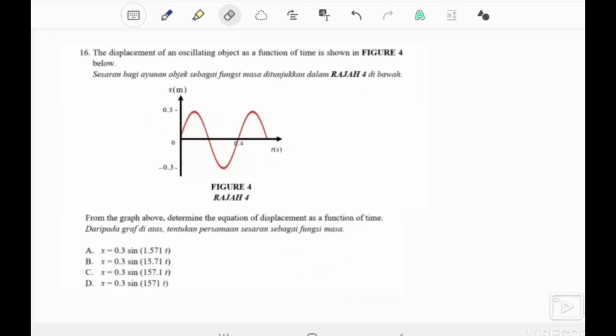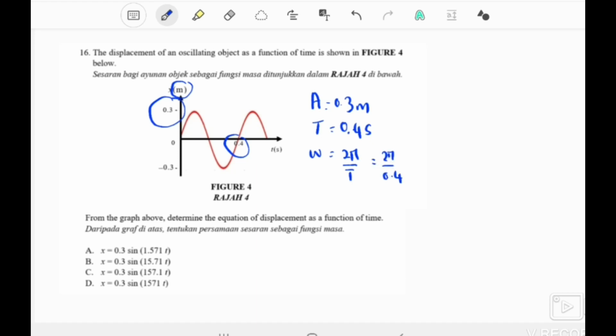So question number 16 ni, soalan ni sama graph dengan tadi. So kita dapat sini from the graph kita boleh dapat value untuk A. So this is graph X against T kan. So kita dapat A dia dekat sini. So unit is meter. A equal to 0.3 meter. So T dia, so dekat sini, T is 0.4 second. So from T we can get omega. Omega equal to 2 pi over T. So sini kita dapat 2 pi over 0.4 sini. So here is 5 pi radian per second.